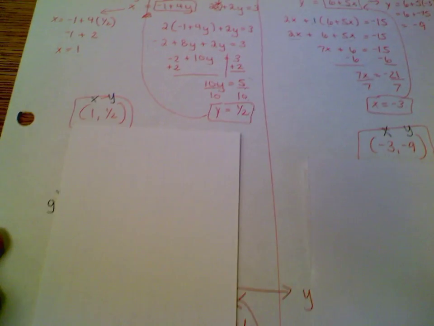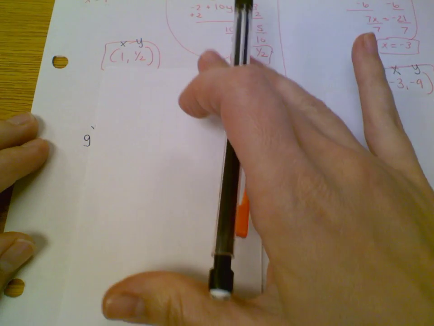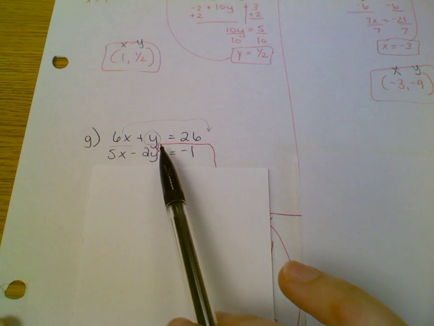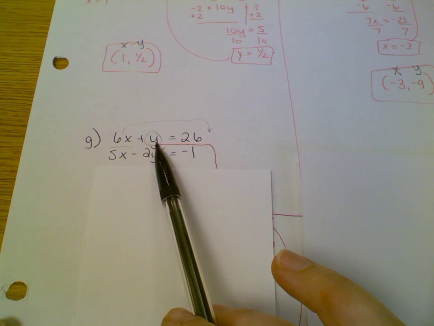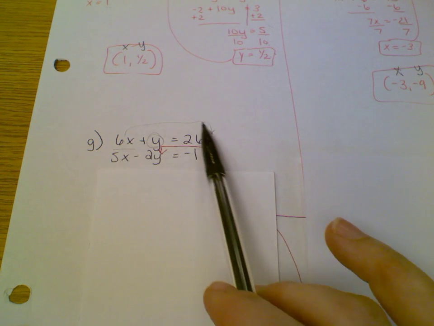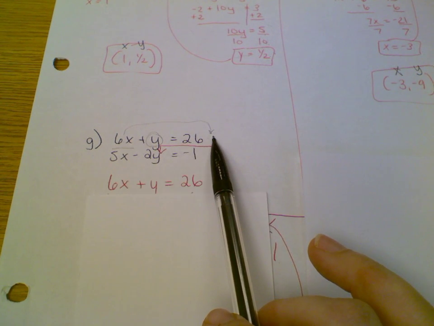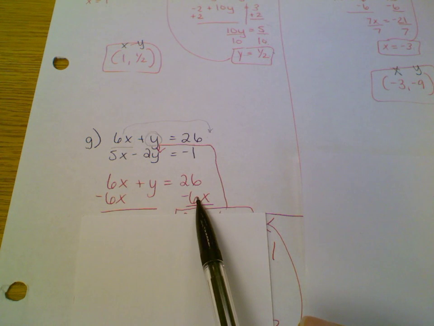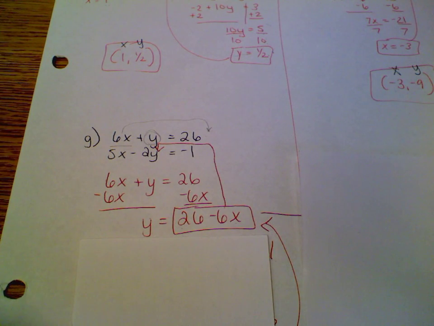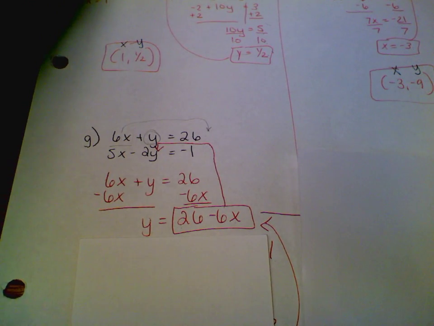Pause the video and try the last question. On the last system, I only have one option to solve for. So I want to solve this for y. I'm going to take this 6x and move it over by doing the opposite operation. So that means I'm going to minus 6x from the other side. So my new equation says y equals 26 minus 6x.